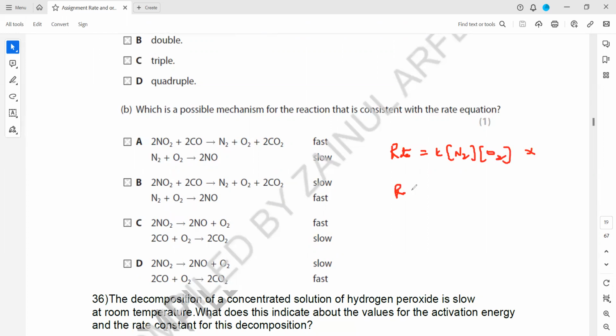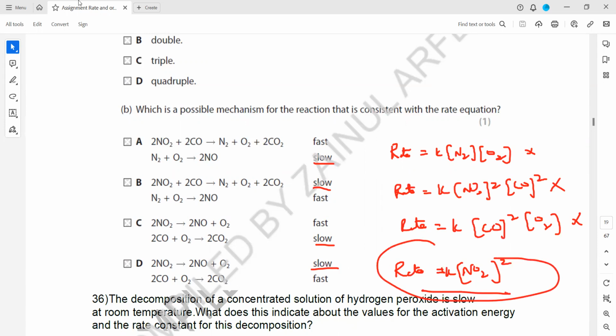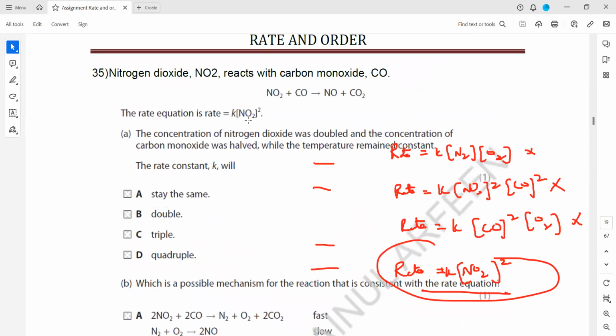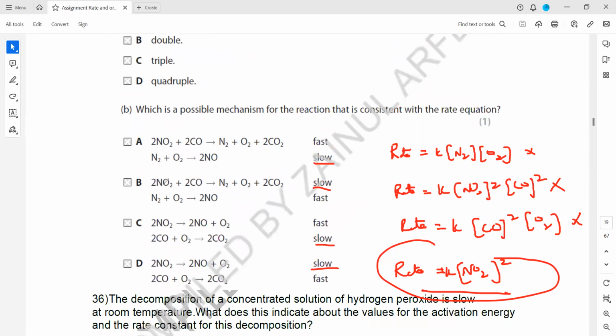If I write the rate equation for this one, rate will be equal to the concentration of NO2 squared and the concentration of CO squared. This is not correct. If I write the rate according to this one, because we always use the slowest step to write a rate equation, it is CO squared and oxygen. But when we write according to this slowest one, rate equals K times the concentration of NO2 squared. So this is consistent with the above equation. That's why D will be the right answer.